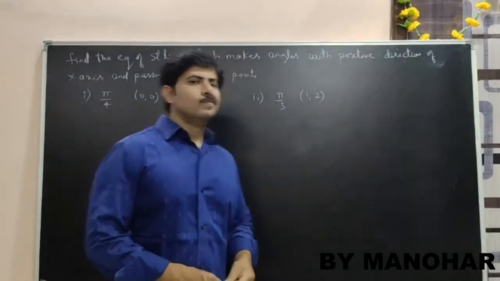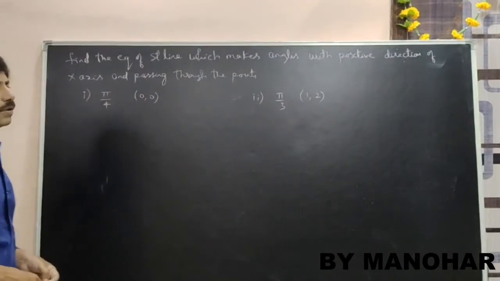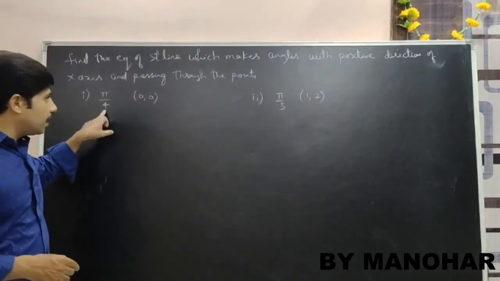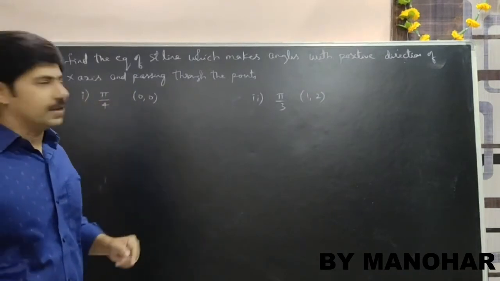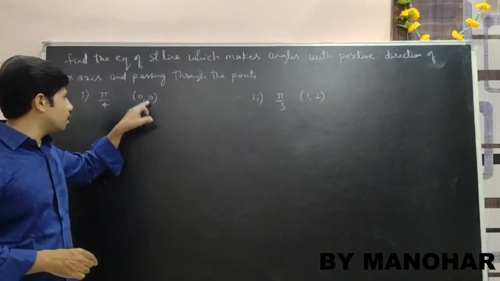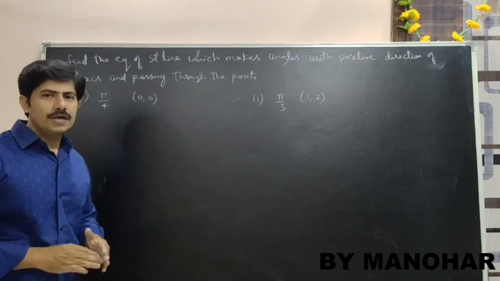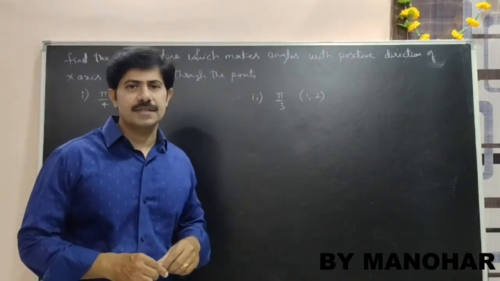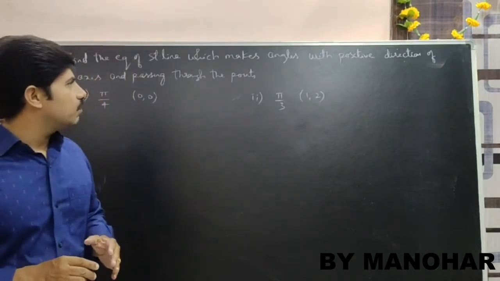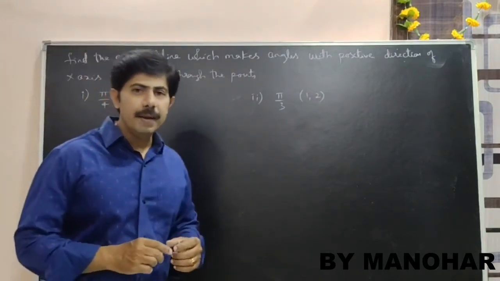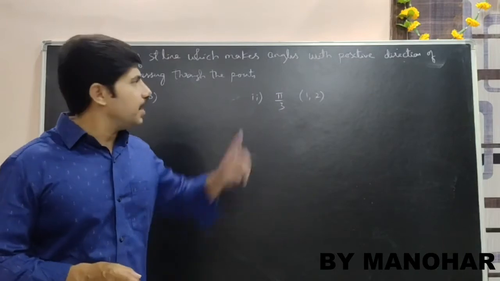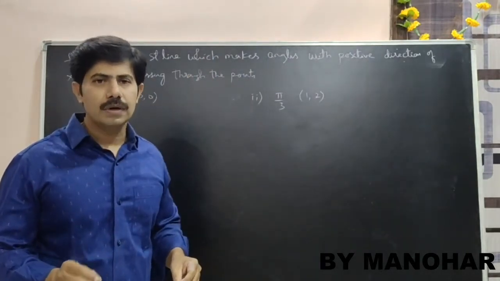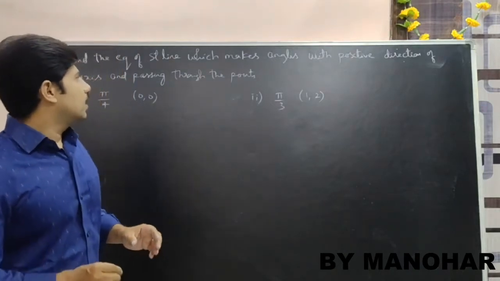Next problem. Find the equation of straight line which makes an angle pi by 4 with the positive direction of x-axis and passing through the point 0, 0. Okay, here the line is making an angle pi by 4 with x-axis. See, whenever they give the angle made by the line with x-axis in positive direction, you always take m is equal to tan theta.